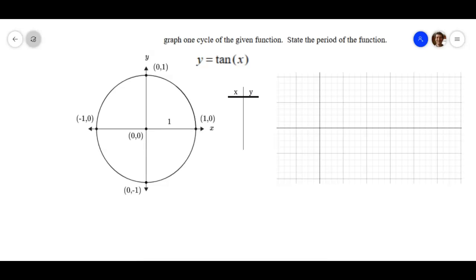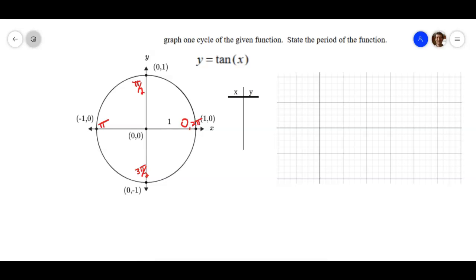Let's take a look at graphing one cycle of the tangent wave. We will also state the period of this function. So I am starting with a unit circle, and the unit circle has angles along. So this is angle 0. This is in radians, pi halves, angle pi, 3 pi halves, and also this is 2 pi.